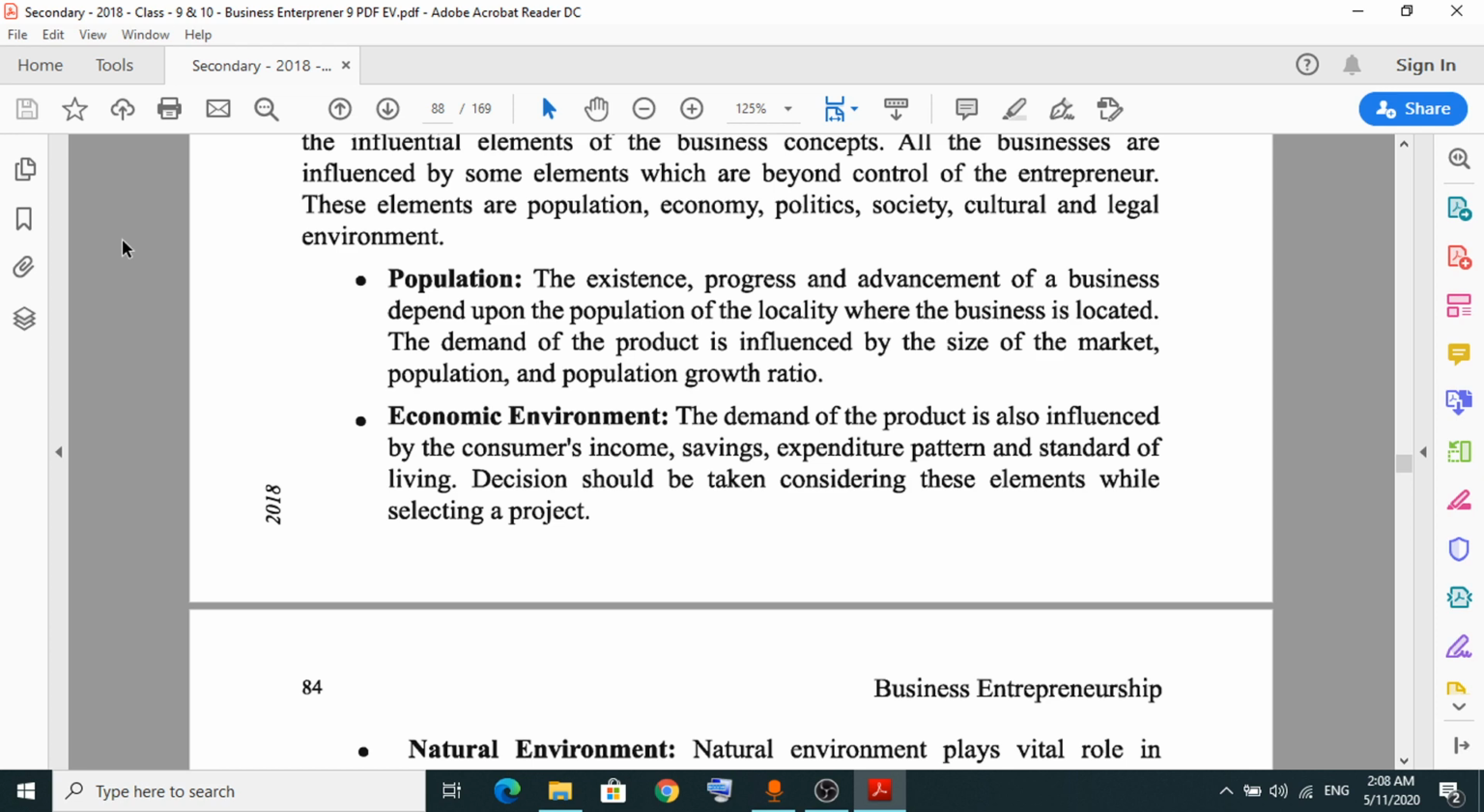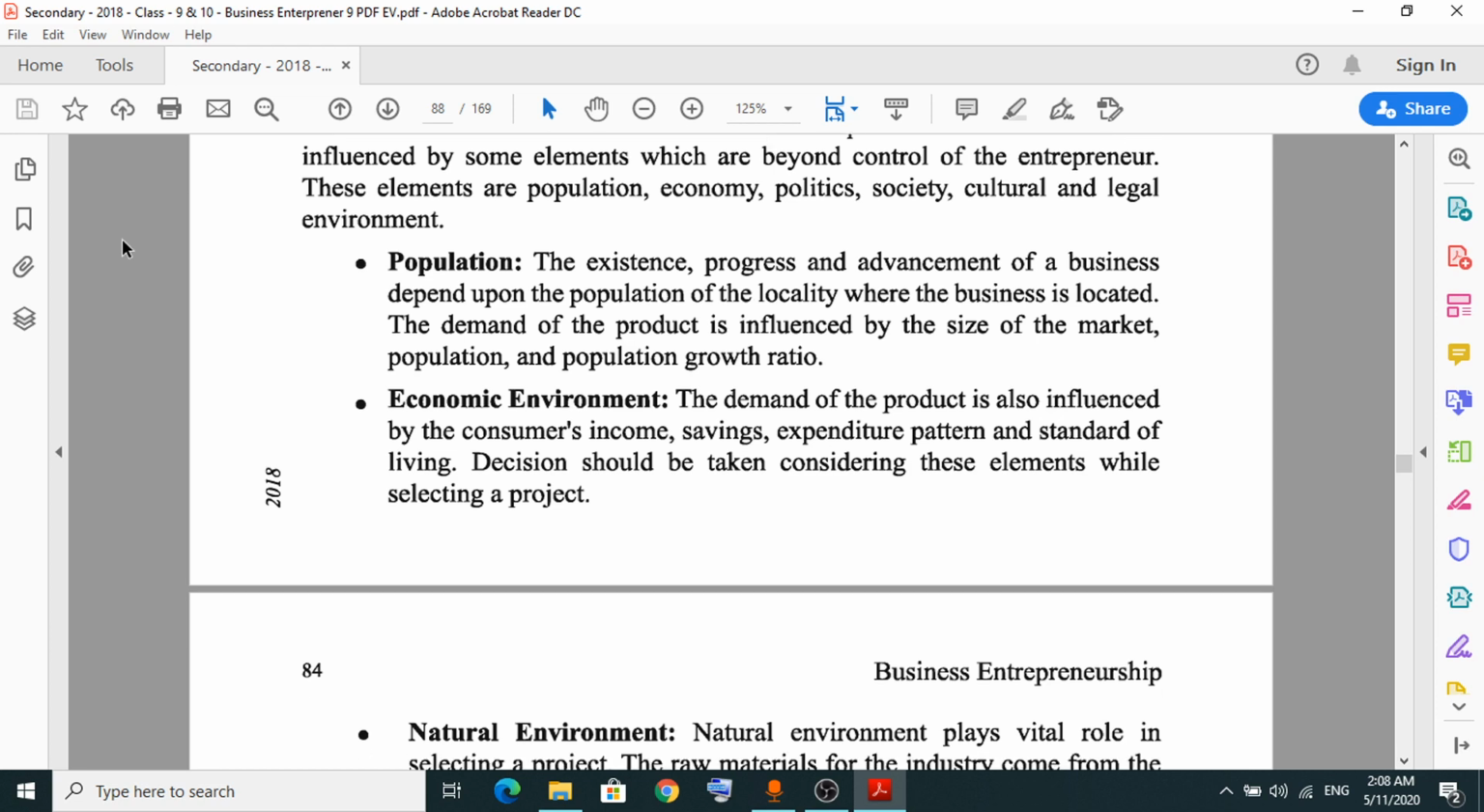First one is population. If you want to select the right project, you have to think about the population of the specific area where you want to start up a new business. So you have to think about the local people of those areas, and also the people of the country.